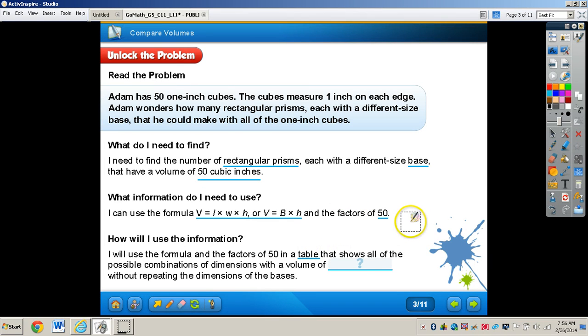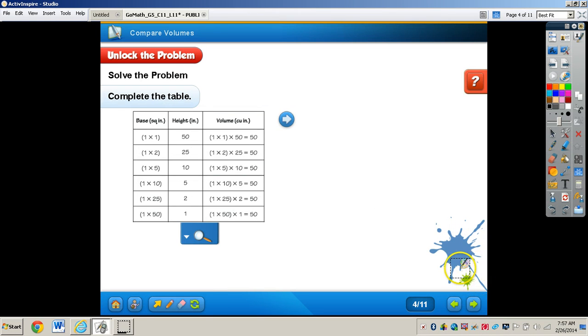So that was our problem-solving strategy. We're going to be using a table today that shows all of the possible combinations of dimensions with the volume of 50 cubic inches without repeating the dimensions of the bases. It's important that we do not repeat any of those dimensions, and using this information will help us unlock that problem. So let's take a look at the next step here. What we have is our table.